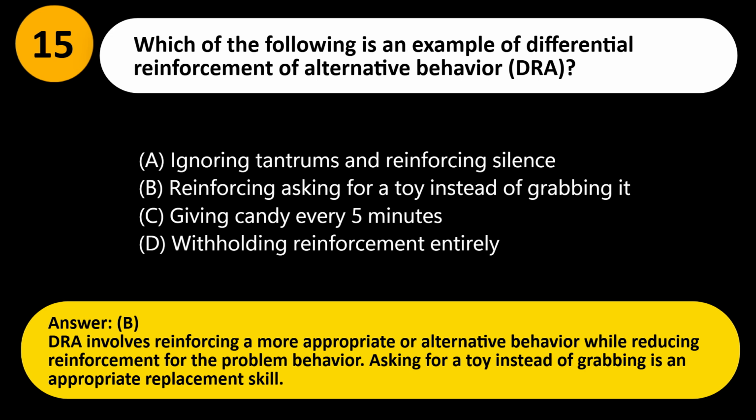DRA involves reinforcing a more appropriate or alternative behavior while reducing reinforcement for the problem behavior. Asking for a toy instead of grabbing is an appropriate replacement skill.